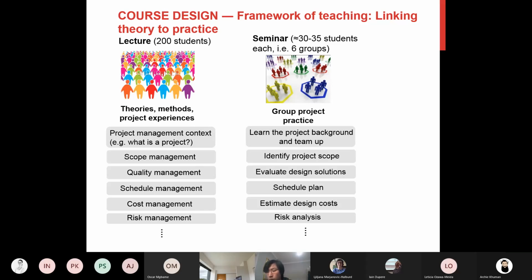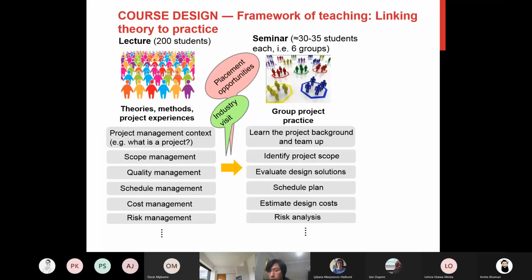For example, if we talk about schedule management, then in that week's tutorial the students will need to develop the schedule plan for their group project. And meanwhile, to strengthen their learning, we provide opportunities such as industry learning, placement opportunities, and guest lectures from experts, and also from students. We invite previous year students to share experience with the younger generation. So later on, you will see Pavel's talk with an early student we invited.